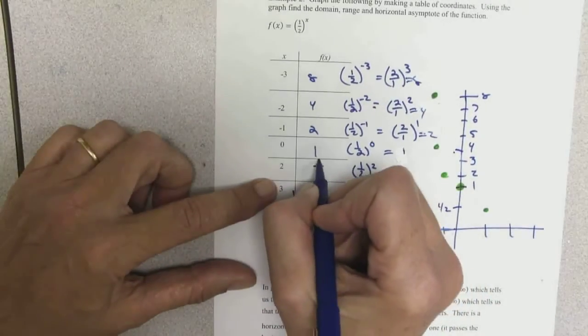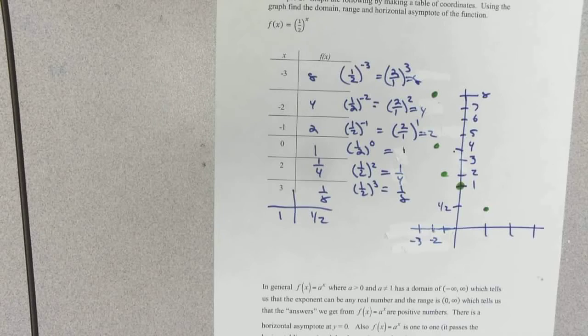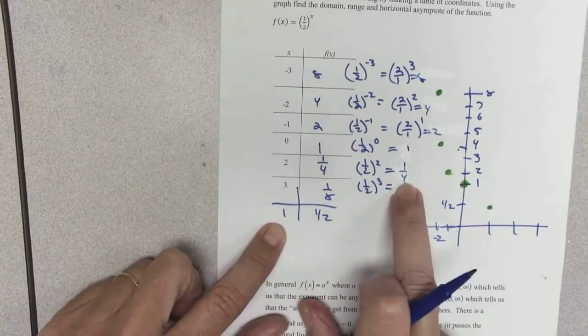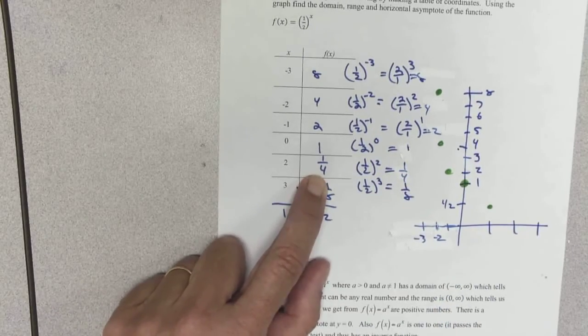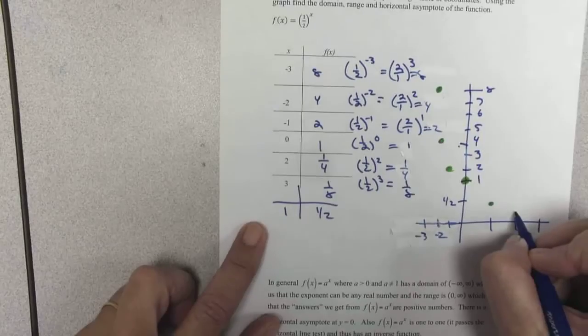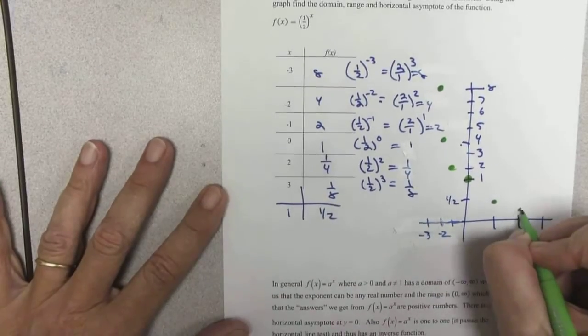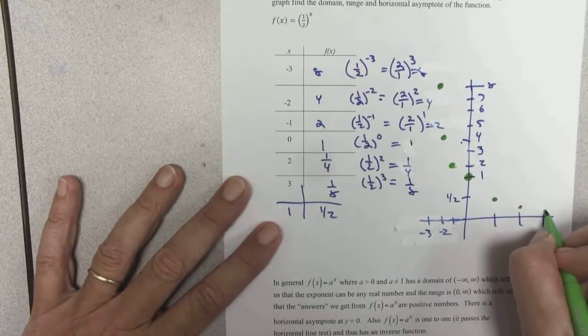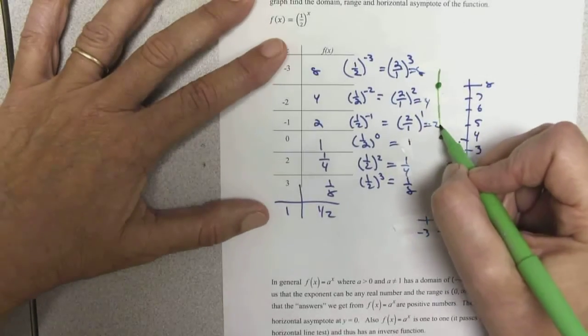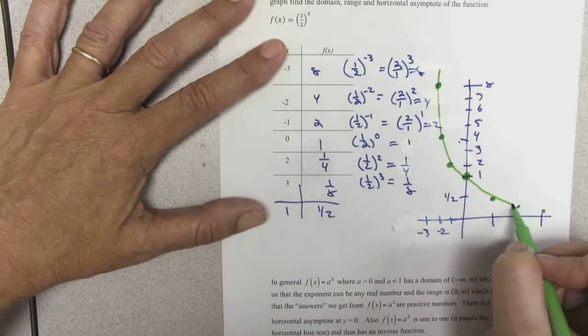2, and this is supposed to be 1/4. I didn't do a good job here. And if I weren't lazy, I'd start the whole video over and do it again, but I am lazy, so we're not going to start the whole video again. I did write 1/4 there, but I forgot to put 1/4 there. But 2, 1/4 would be right about there, and 3, 1/8 would be right about there. Connect my dots.